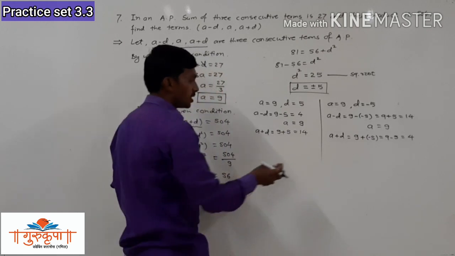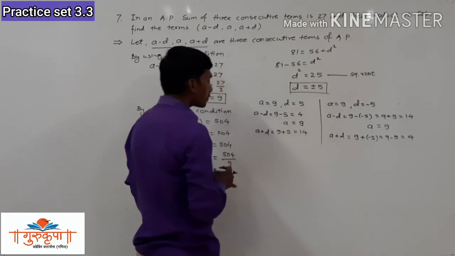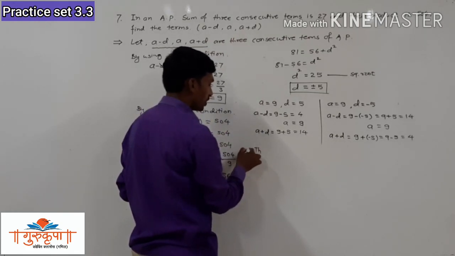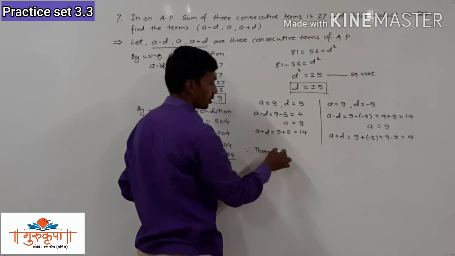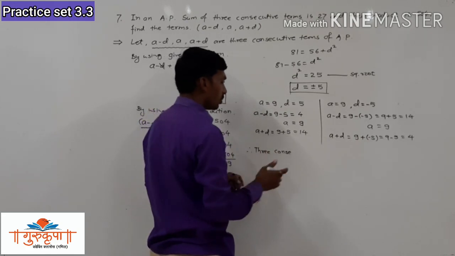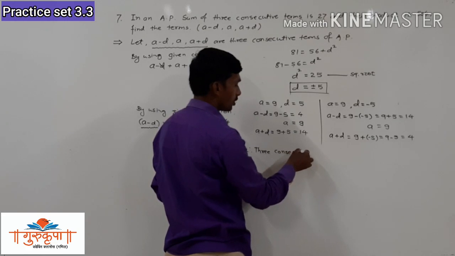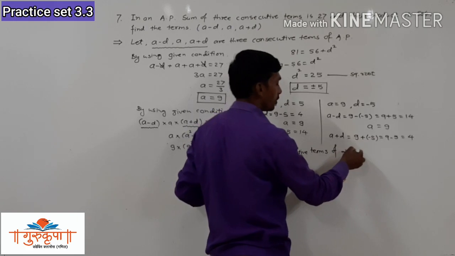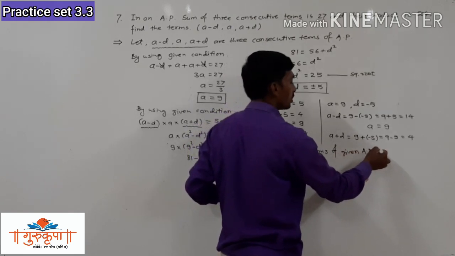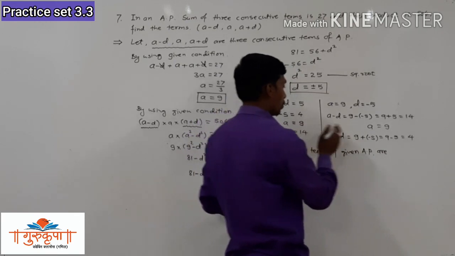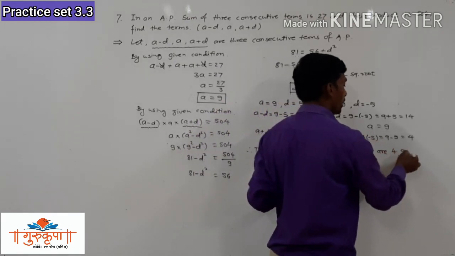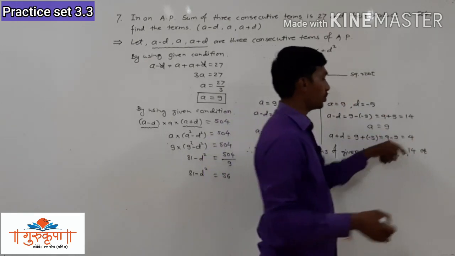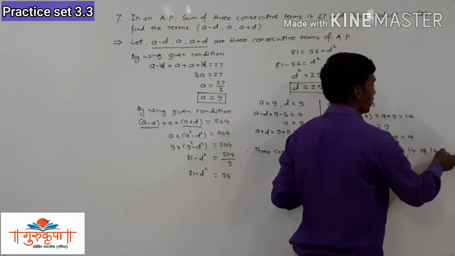So you can write the answer in words now. Three consecutive terms of the given AP are 4, 9, 14, or we have one more answer, 14, 9, 4.